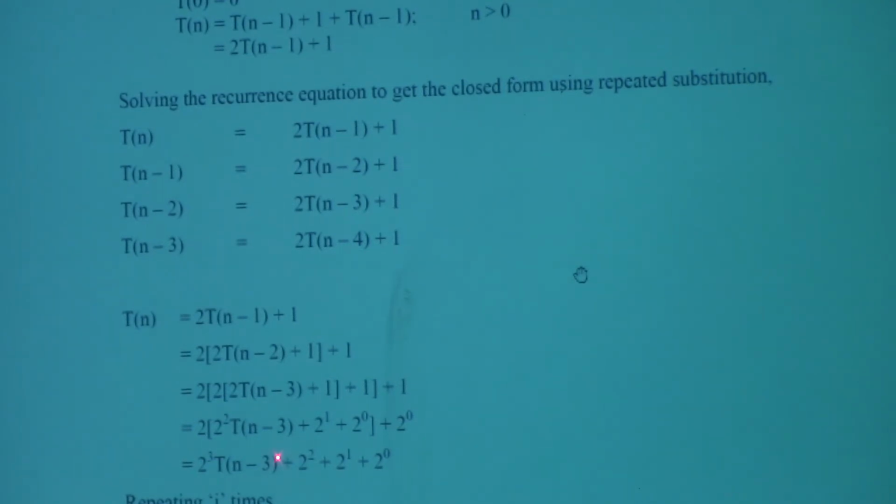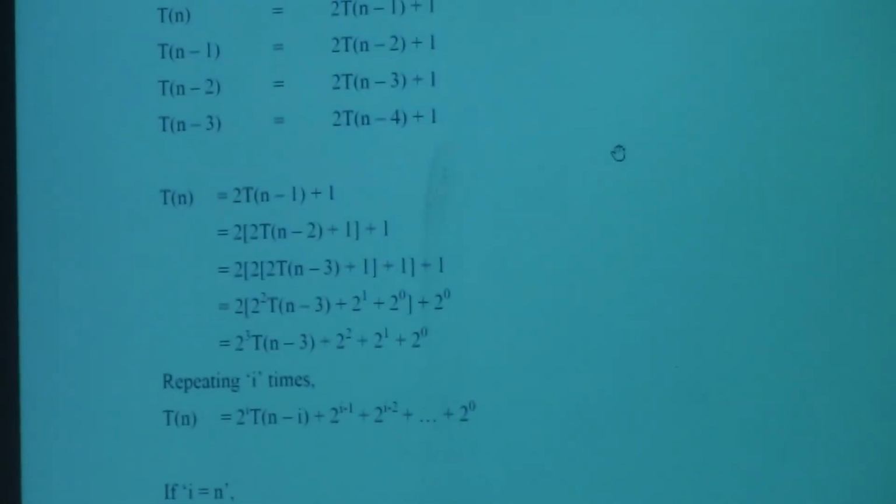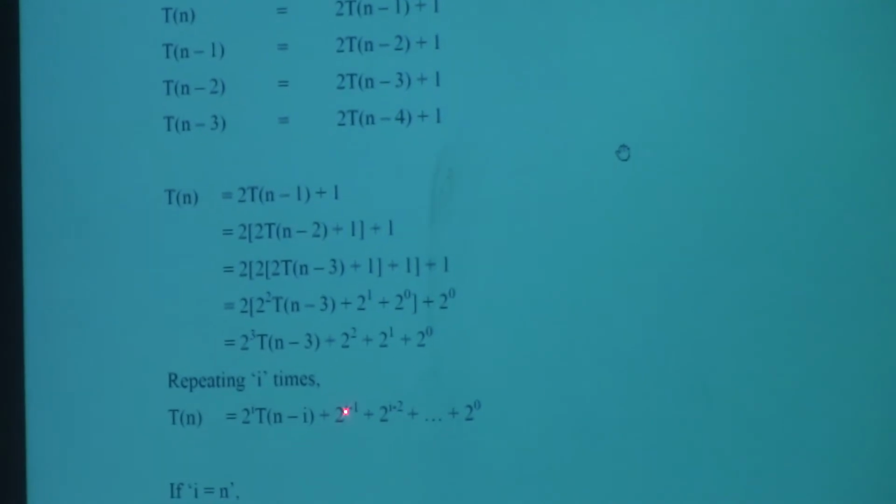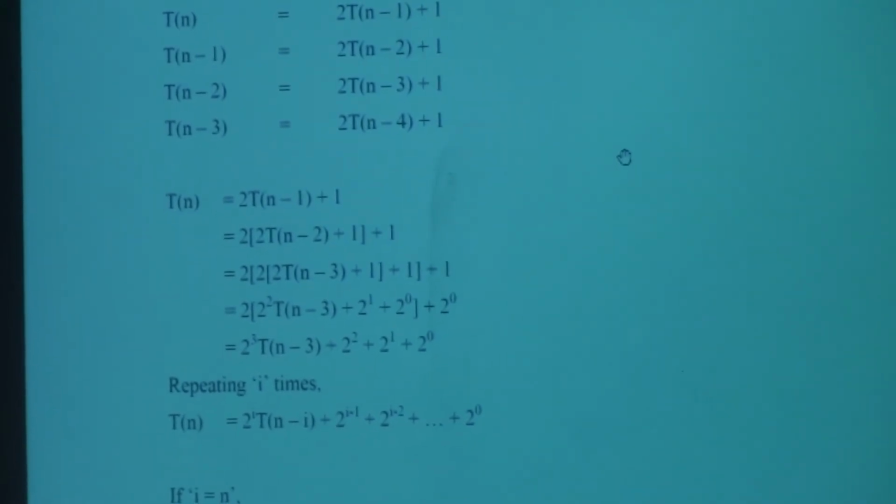So therefore, I'm going to now hypothesize that if I do this i times, instead of 3, I'm going to get i. And instead of 2 to the 2nd, I'm going to get 2 to the i minus 1, because 3 is i. So since this is 2, that's going to be less than i. So i minus 1, all the way down to 2 to the 0.